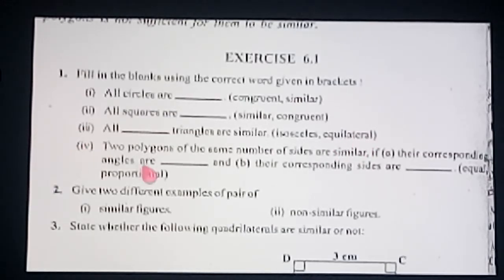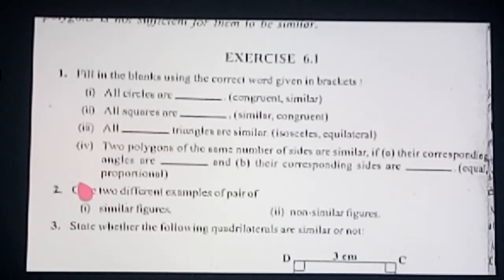And the fourth question, read it, all of you. Two polygons of the same number of sides are similar. The first point: their corresponding angles are dash and corresponding sides are dash. Say the definition you already studied. Their corresponding angles are equal and their corresponding sides are in the same proportion. Clear? All of you write the answers here.